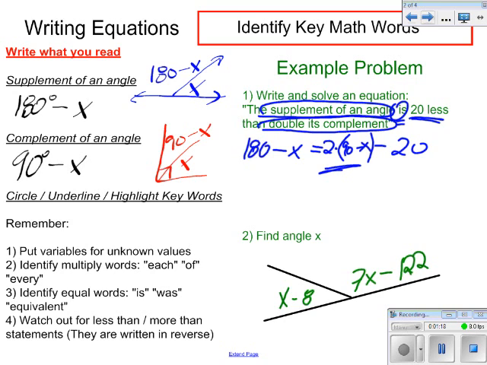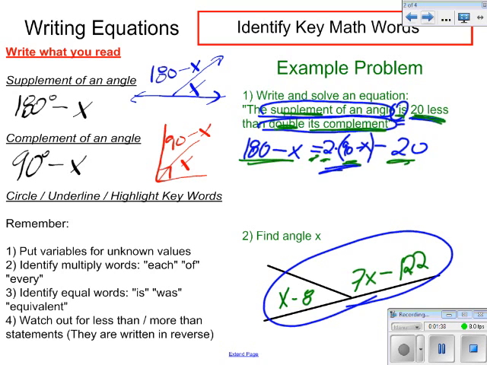So again, you write what you read. The supplement of an angle, 180 minus x, equals 20 less than, something minus 20, and then double, 2 times, its complement, which is 90 minus x. Okay? Once you've identified the key math words, and while we're at it, let's look at the second one too.